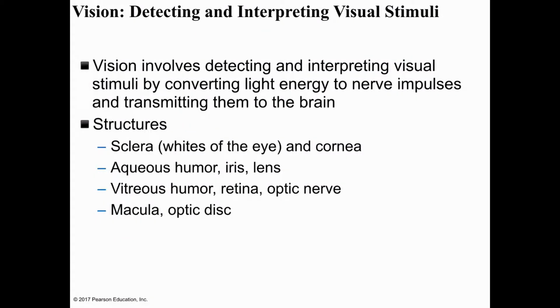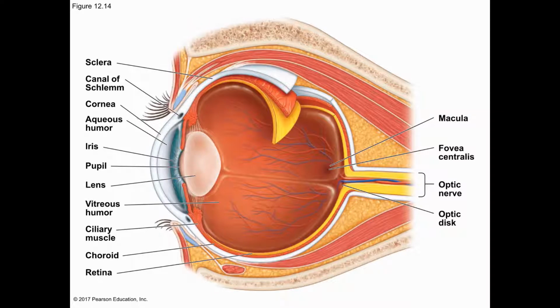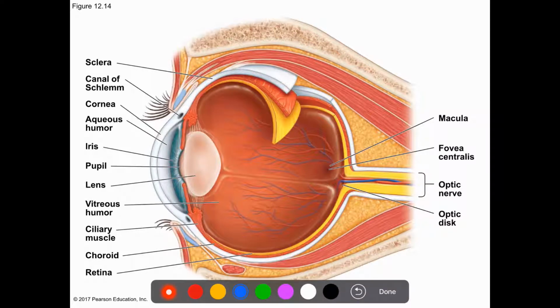Let's see now the vision. Vision involves detecting and interpreting visual stimuli by converting light energy into nerve impulses and transmitting them to the brain. Now, of course, as you know, we have the eye as the organ that is responsible for this process. And we have several structures within the eye.